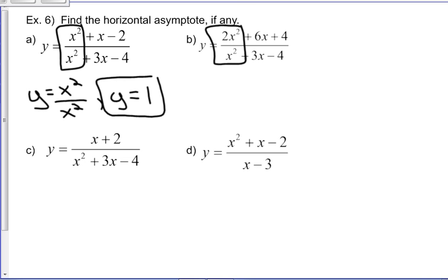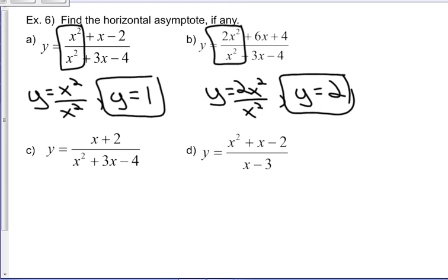Take a look at the next one. Degrees are the same on top and bottom, so again, we just divide them out. 2x squared over x squared, y equals 2 is our horizontal asymptote.